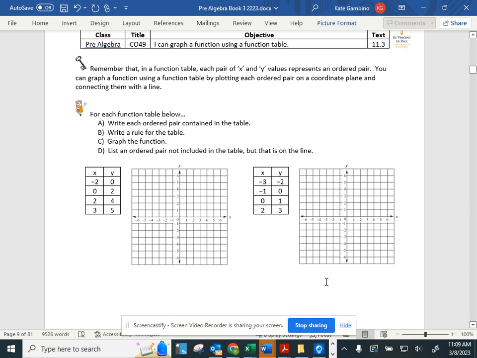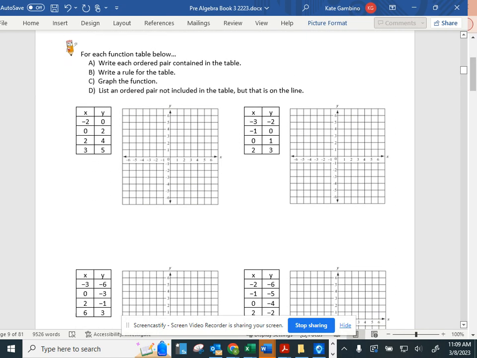Good morning. Today we are continuing with those function tables and graphing, and we are doing CO49. I can graph a function using a function table. So we're going to get the function table, look at the x's and the y's, those ordered pairs, and graph them. Remember that in a function table, each pair of x and y values represents an ordered pair. You can graph a function using a function table by plotting each ordered pair on a coordinate plane and connecting them with a line. So we've got 4 steps that we're going to have to do.